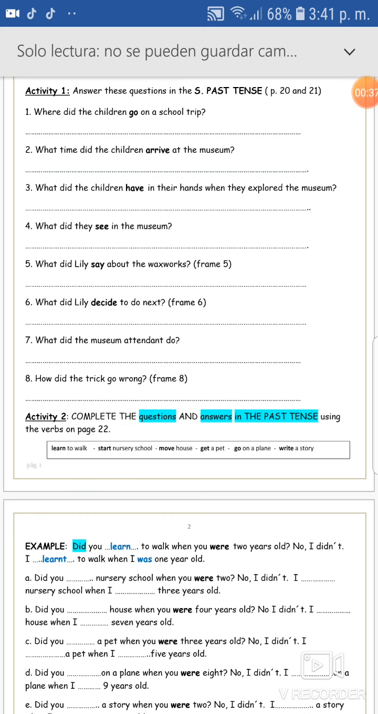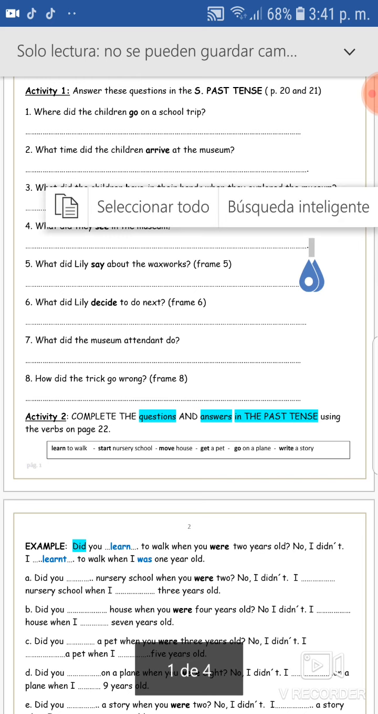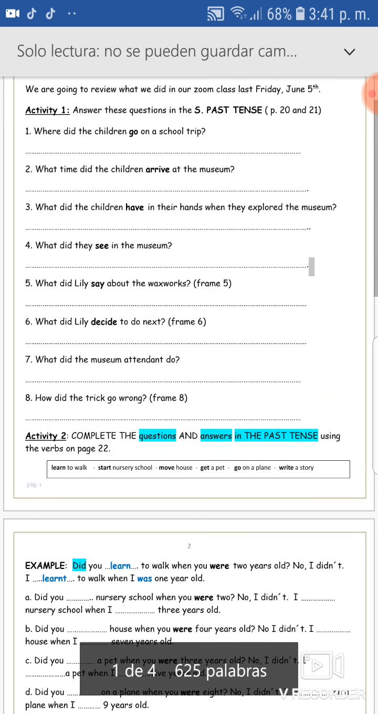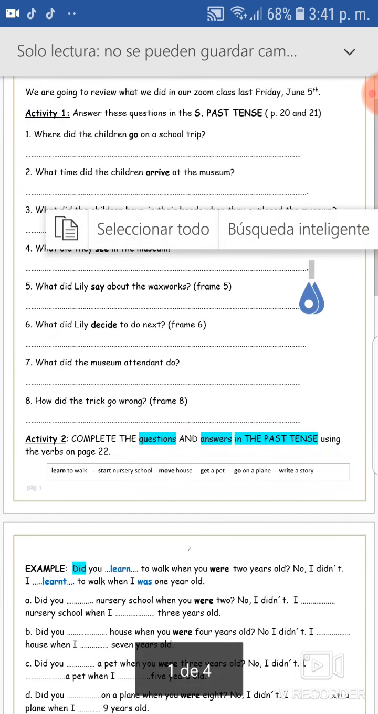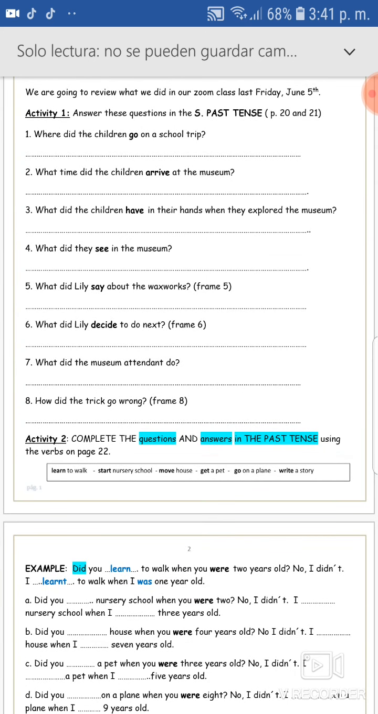Okay, so for example, number 1, where did the children go on a school trip? Your answer should be they went to a wax museum and so on. Okay, remember, you're going to use verbs in the past for your answers.